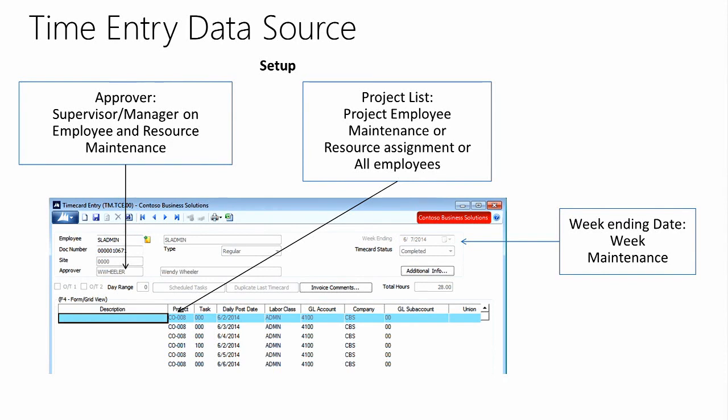The approver we've already looked at when we set up the employee. It's in the employee and resource maintenance screen, and it's either the supervisor or the manager field. That's a setup, we can choose which one it is. For the project list, the list will be related to either the project employee maintenance screen or from the resource assignment. So we'll discuss that. And then the week ending date is available in the week maintenance screen. And we'll come back and we'll show all the screens for these as well.